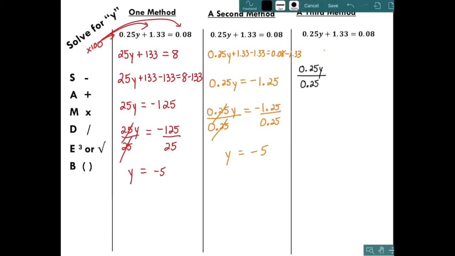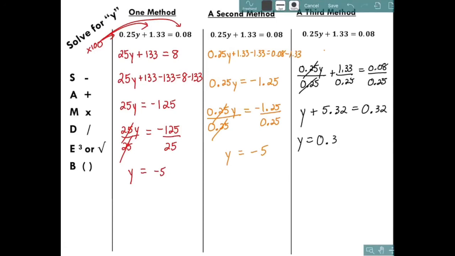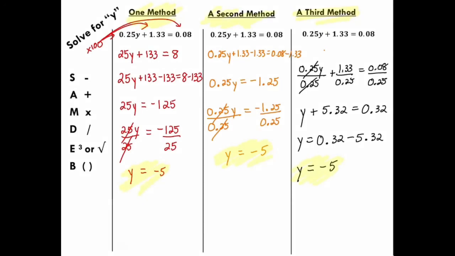The third method is to divide every term by 0.25 so that y becomes 1y immediately. We get y plus 5.32 when we divide equals 0.32 when we divide. Then we subtract 5.32 from each side of the equal sign to get y by itself, and y equals negative 5. 3 different methods, the same answer.